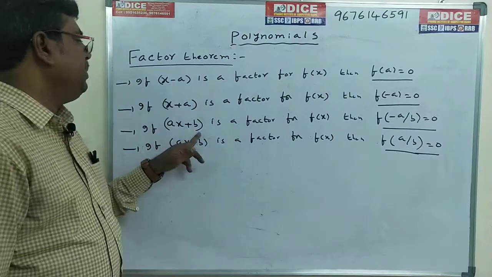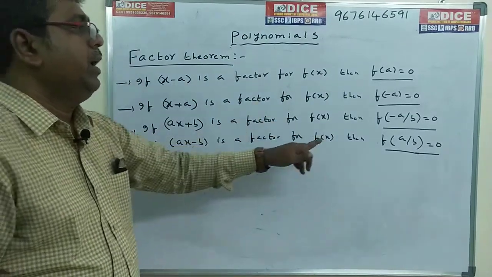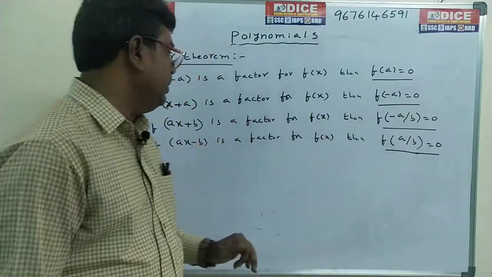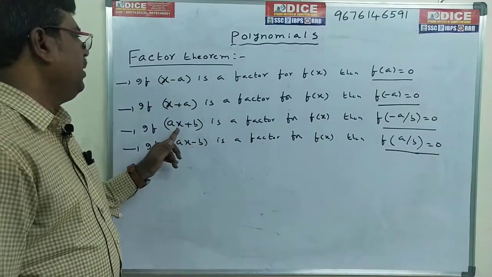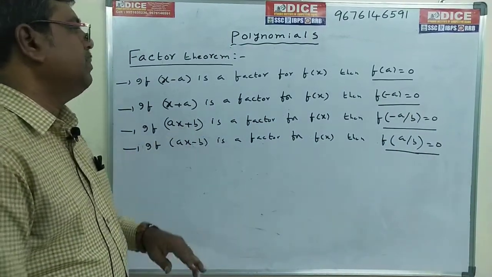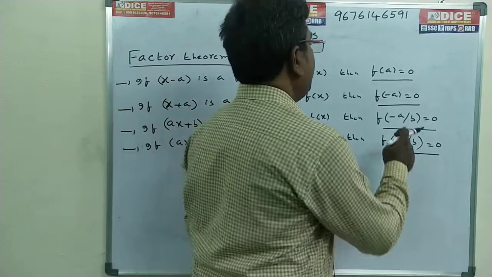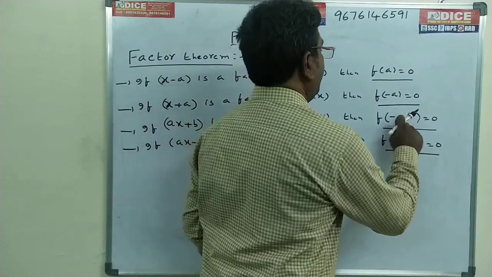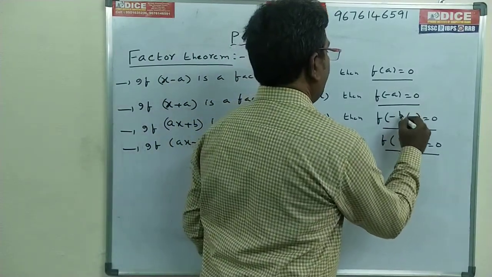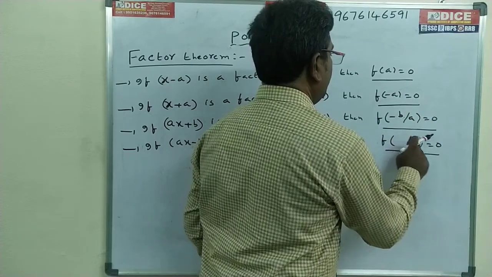If ax plus b is a factor for f of x, then f of minus b by a is equal to 0. Sorry, here it is not a by b, it is b by a. Very good, b by a. It is also b by a.